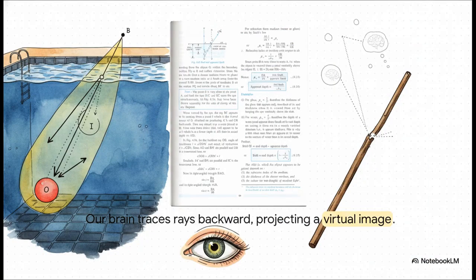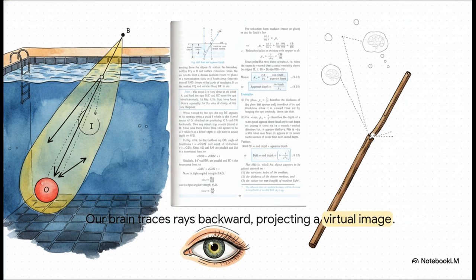When you put all this together in a familiar setting like a swimming pool, it totally makes sense. The object, O, is down at the real depth. As its light rays travel up and exit the water at point B, they bend sharply away from the normal to reach your eye. But here's the flaw in human biology.